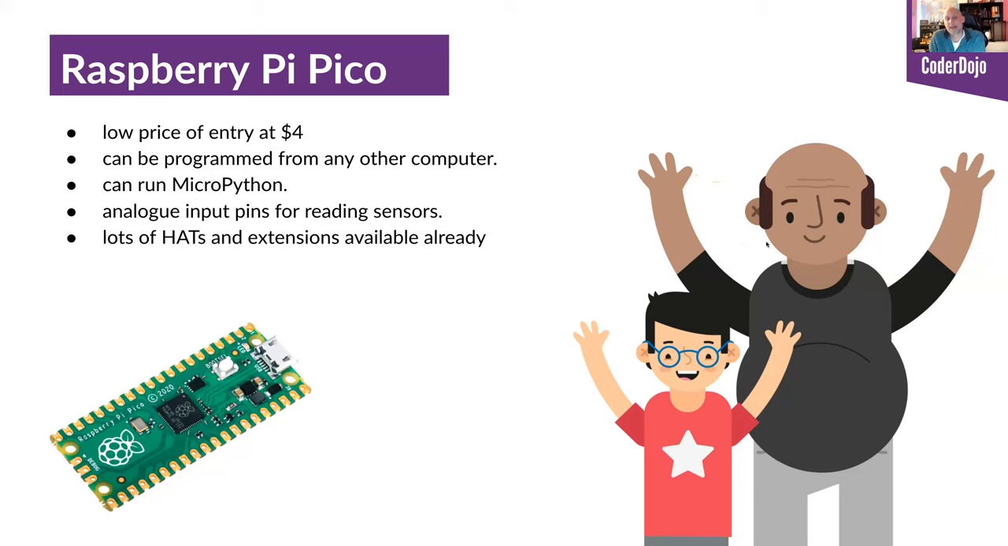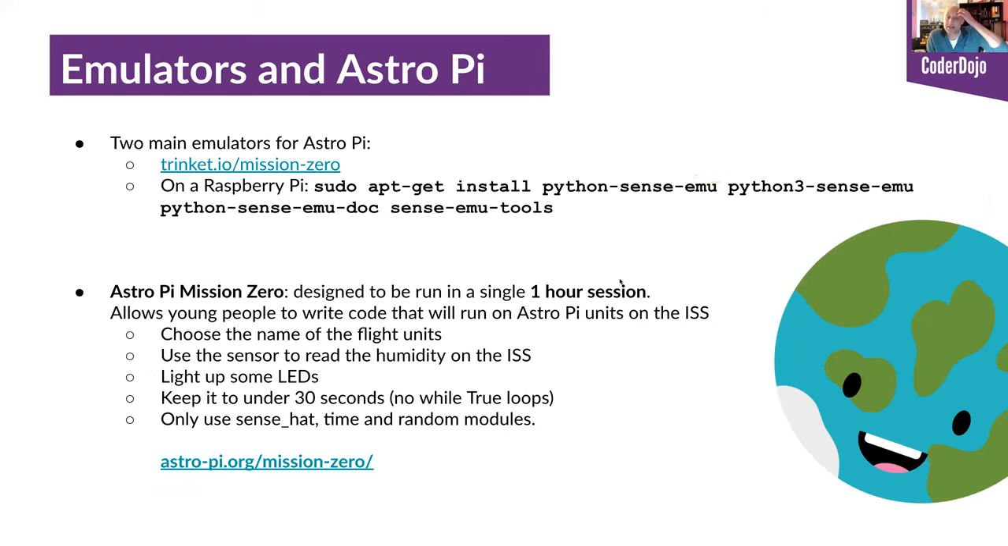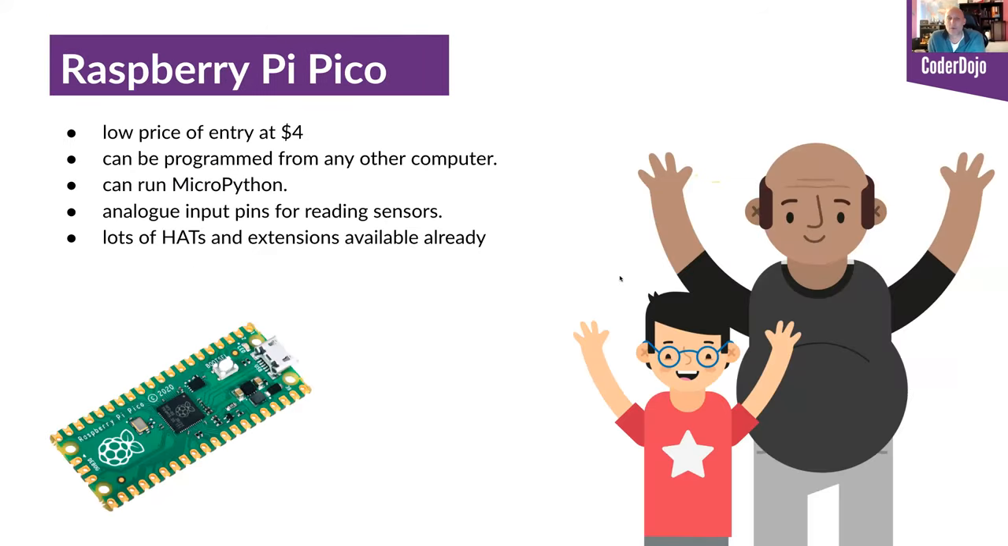One of the lovely things about the Pico is, unlike the Raspberry Pi, it has analog pins for reading sensors. So if you've ever used a Raspberry Pi to read sensor data, you need an analog to digital converter or timing capacitors to use those devices. But with the Raspberry Pi Pico, there's four analog pins that you can use to read sensors. And as soon as we sent it off to a lot of our resellers, they began to make their own hats for it. So there's several hats that you can now buy for the Pico. So there's little displays and little buttons and things like that. But what I'm going to show you today is just how to use it with some very cheap basic electronics.